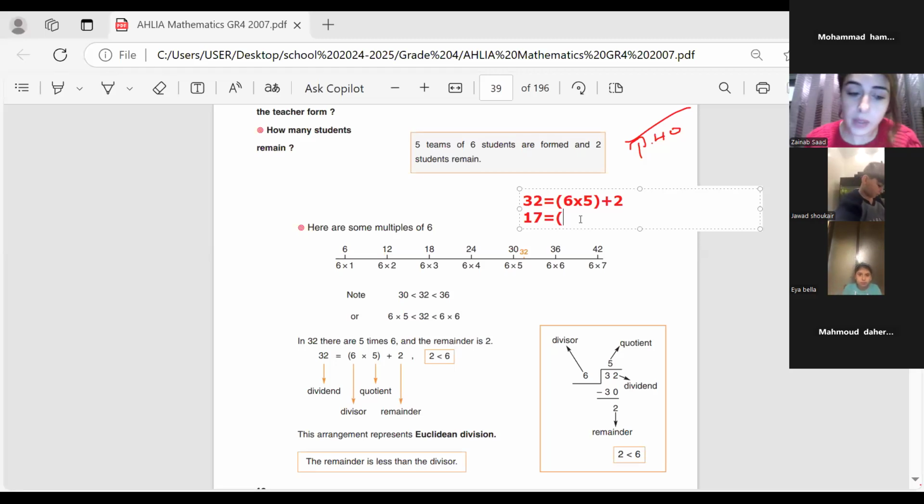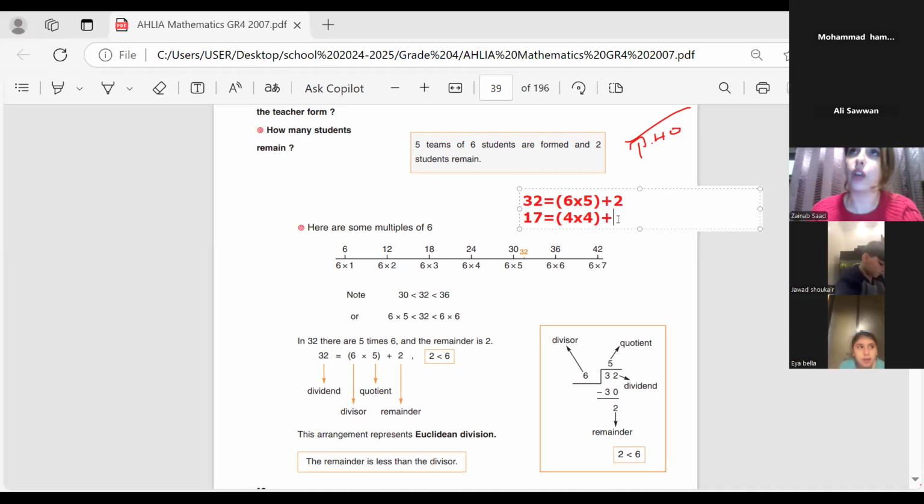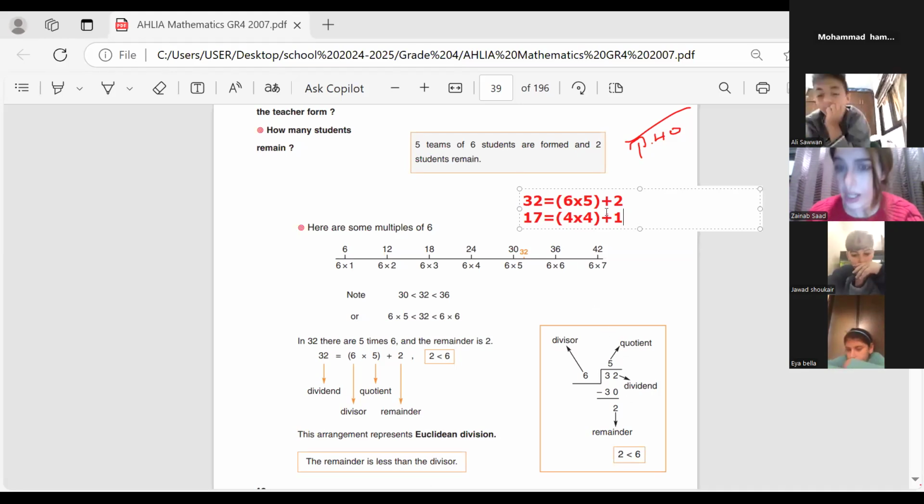4 times what will give you 16? 4 times 4 is 16, plus how much remaining? From 16 to get to 17, how much do you still have? 1. Excellent. So this is the one. Grade 4, it's okay. Don't mess this up, because you're not going to do it like this. You're just going to do this, and then we're going to conclude the other one.